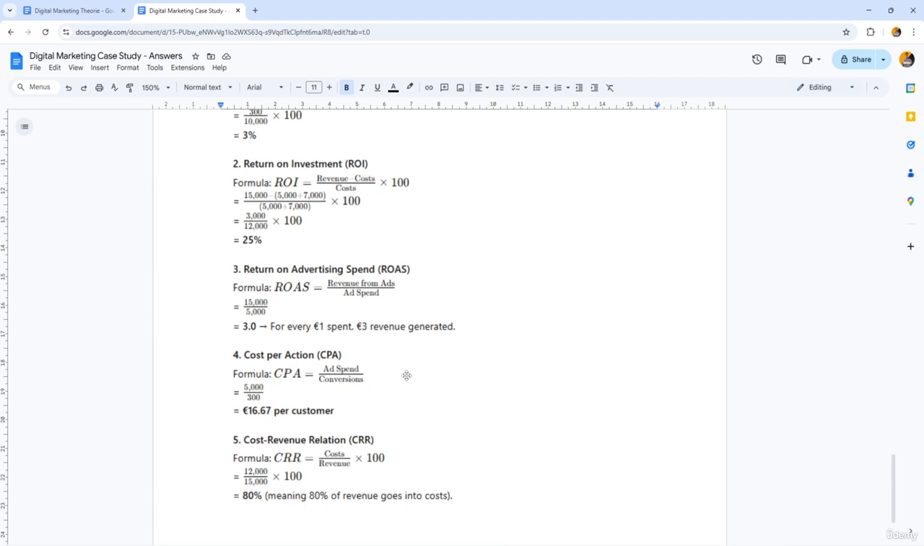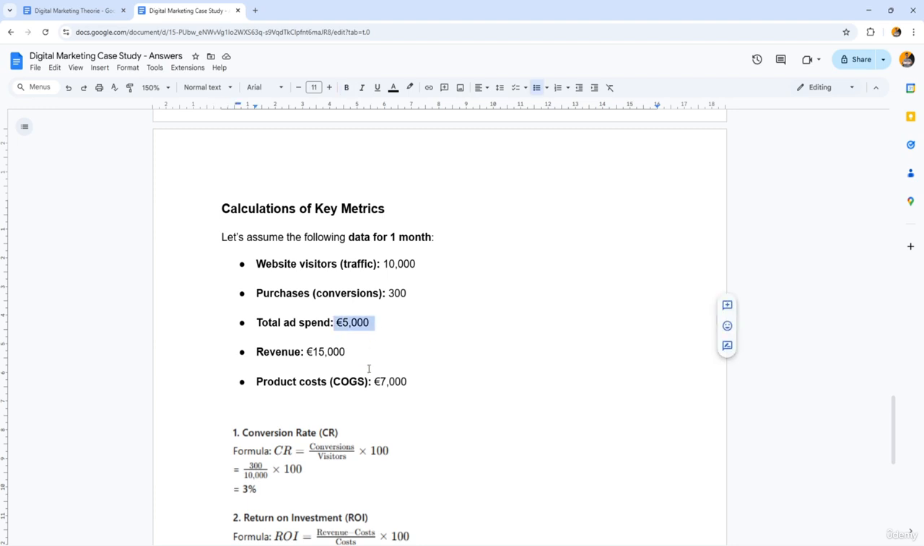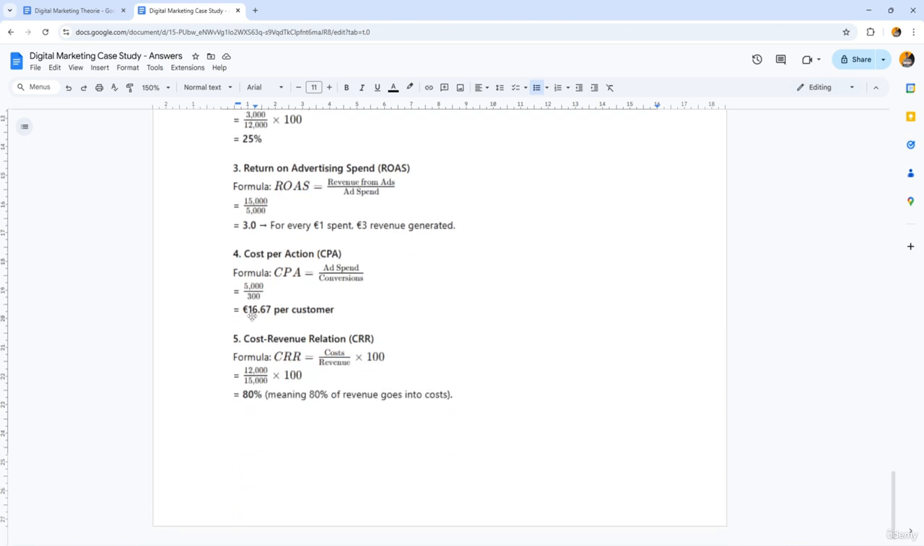Then we have cost per conversion, which means the money we spend on marketing, the 5,000 euros, divided by the only action we have here, which is conversions. It could be that the action here is an email newsletter sign up. It could also be a different number. In our case, we want to know the purchases. So 5,000 divided by 300 is 16.67. And that means that we spent about 16.67 euros per customer in order to convert them to a customer.